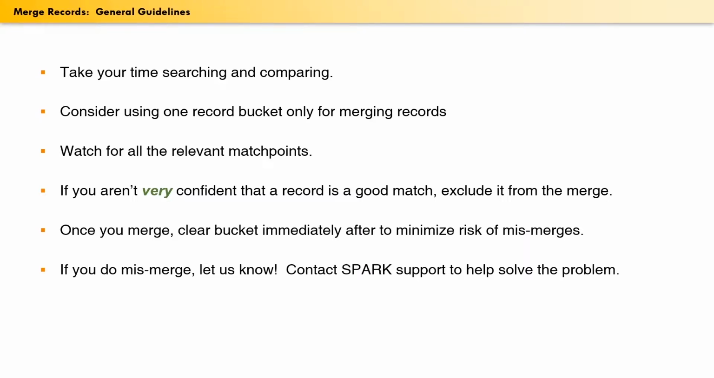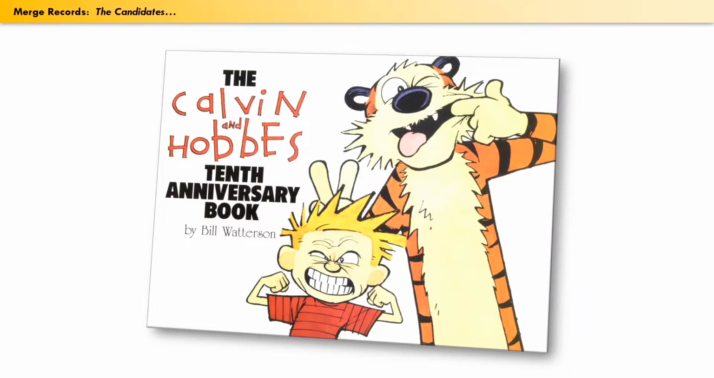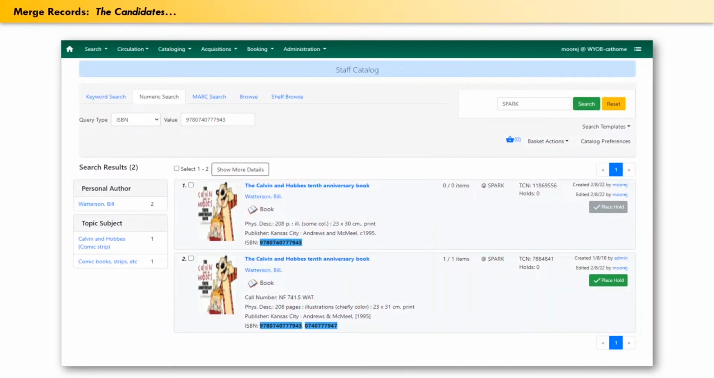With all that being said, let's go through an example of merging records. For this walkthrough, let's suppose that we need to catalog a copy of this book. The first thing we would do would be to search Spark using the ISBN. But if we did that, we would find two different MARC records in our results. From what we can see here, it looks like these are probably duplicates, so merging them together may be appropriate.